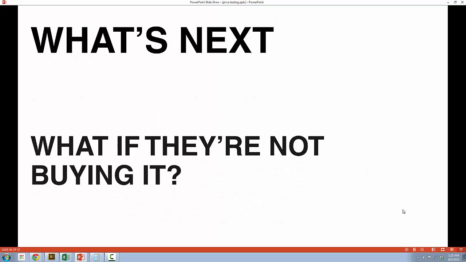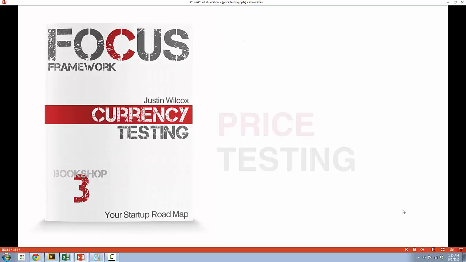So next up, what if they're not buying it? So you've gone and you've put together some currency tests. What do you do if you're just not meeting your currency conversion rates? How do you go and figure out why you're not meeting your currency conversion rates? All right, this has been price testing.